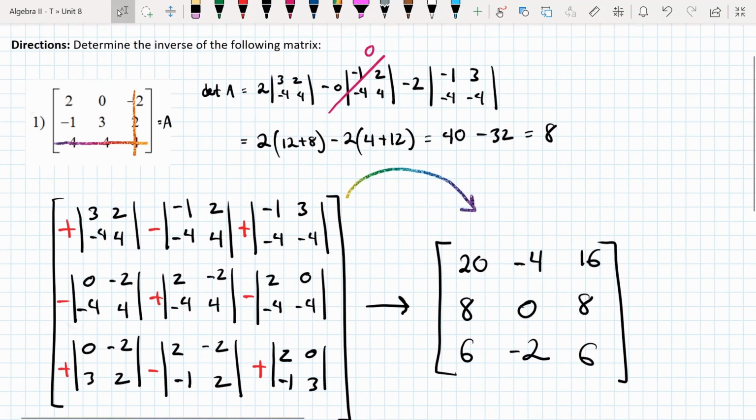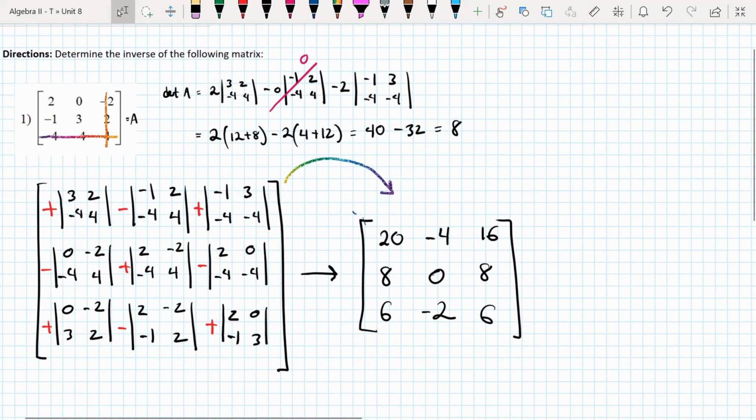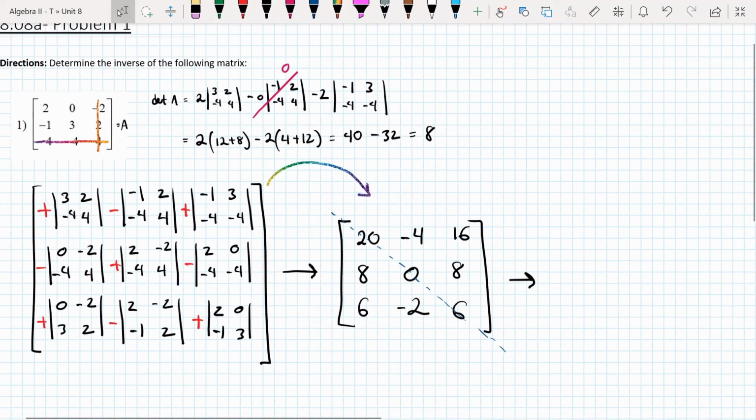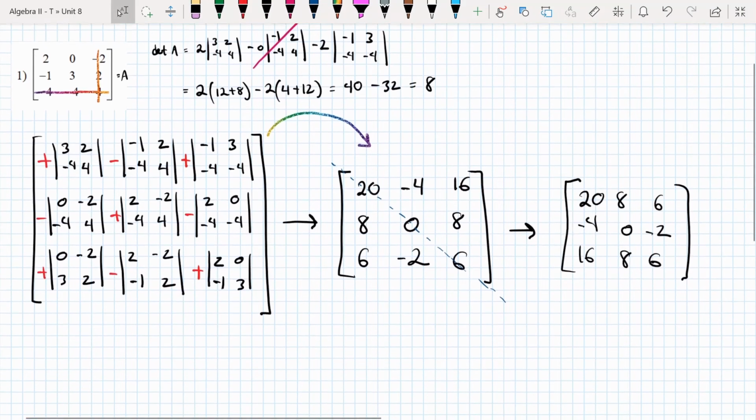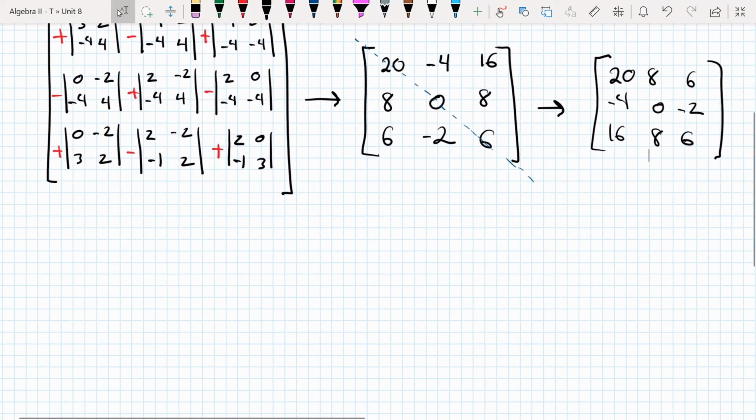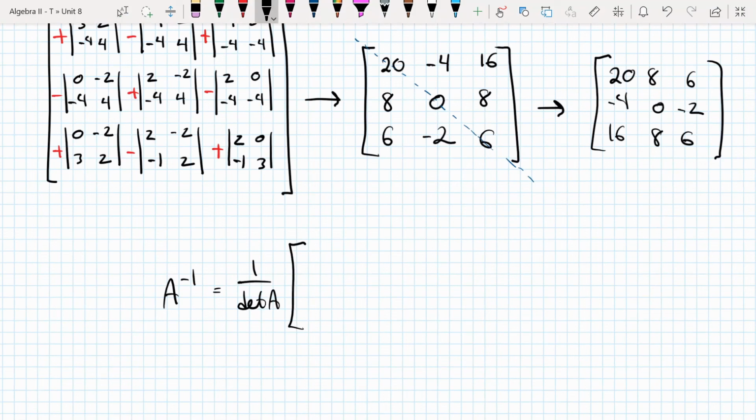Okay. So now we're going to draw a little line right here. And then we're going to switch the locations. We're basically going to reflect this over this dotted line. So the numbers inside the line are going to stay the same. And then the 6 and the 16 are going to switch locations. The 8 and the -4 here. So -4, 8, -2, and then 8 is over here. Okay? And now we're almost done. So now to find the inverse, we're going to take this, and the inverse of A, defined like this, is going to be 1 over the determinant of the matrix A times this matrix right here.